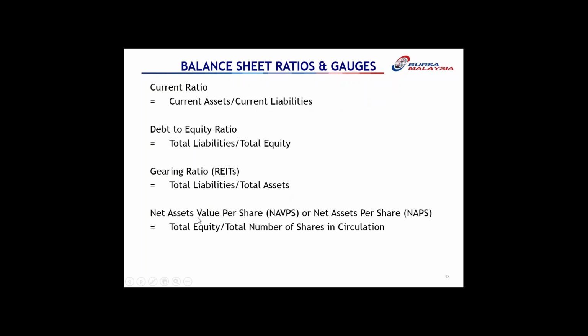So the other thing which we want to know is the net asset value per share, or the net asset per share, okay, which is the total equity divided by the total number of shares in circulation. Now, this one would give you the book value per share. Net asset value per share is actually the book value per share. So when we use this, we will know the actual book value per share, so that we can measure it against the share price.